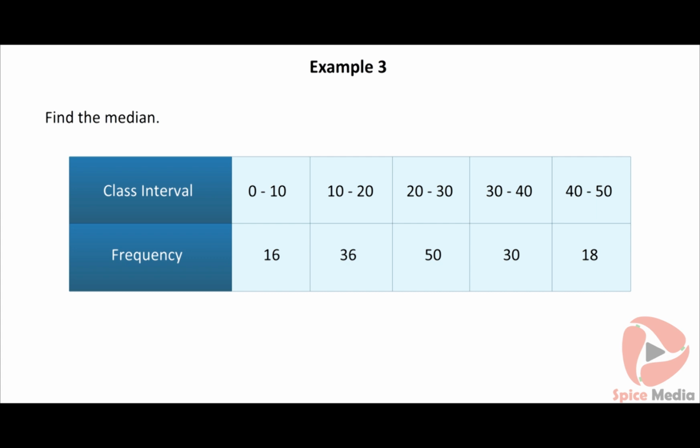Here is an example to find the median of this grouped data. Click on the solution button to view the solution.